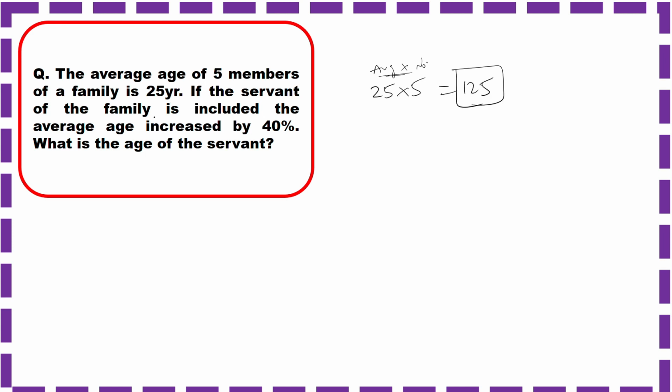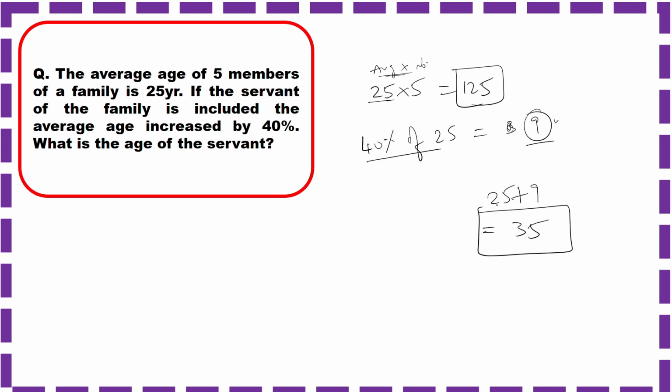Now if the servant of the family is included, the average is increased by 40%. So what is 40% of 25? 40% of 25 is 10. So the average is increased by 40%. Initially the average is 25. Now it has increased by 40%. 25 plus 10 is 35. This is the new average. Initially this was the average. Now after the servant's age was also included, this became the new average.